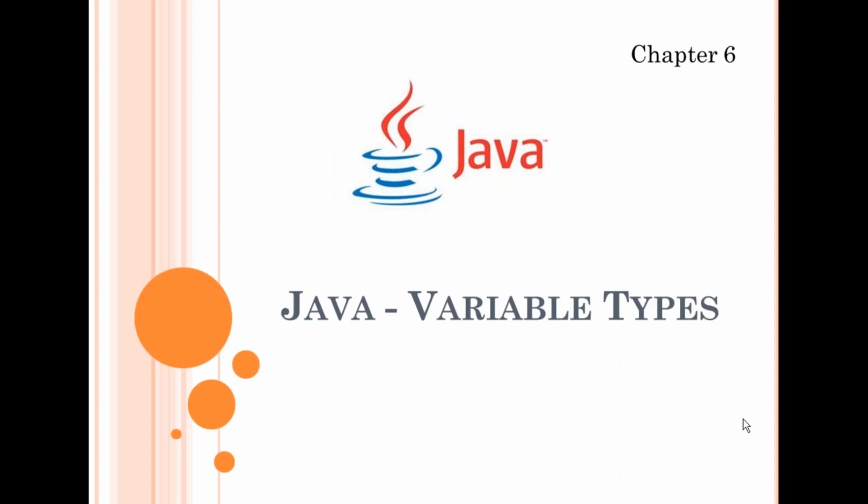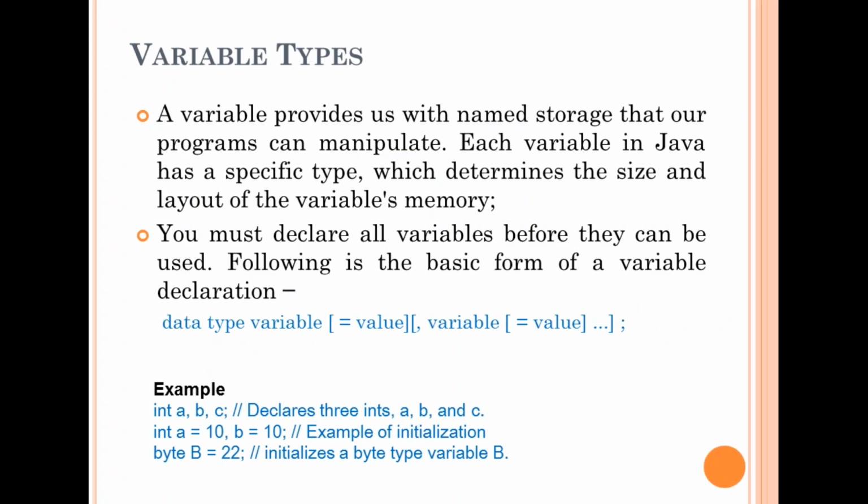This is chapter number 6 and the concept today we are going to learn is variable types. A variable provides us with named storage that our program can manipulate. Each variable in Java has a specific type which determines the size and the layout of the variable's memory, the range of values that can be stored within that memory, and the set of operations that can be applied to the variable. You must declare all variables before they can be used.